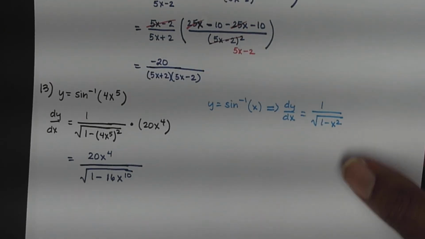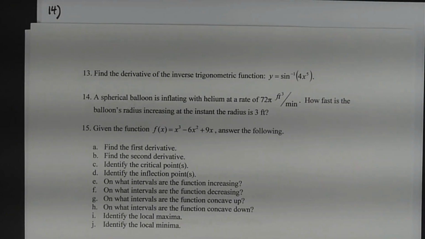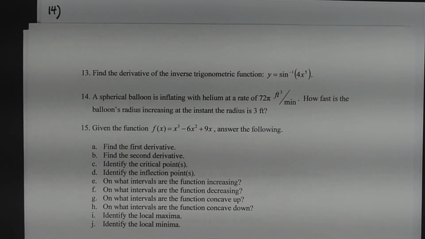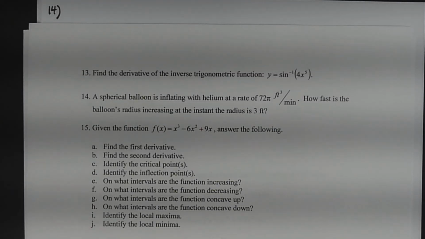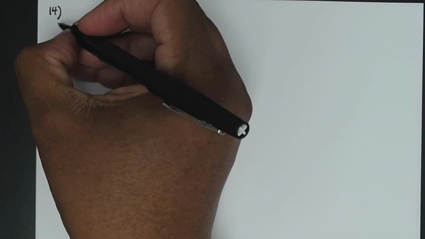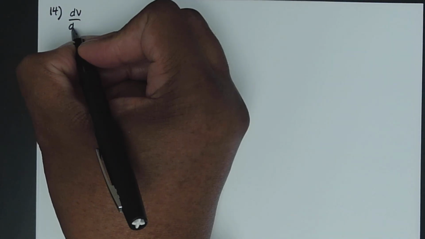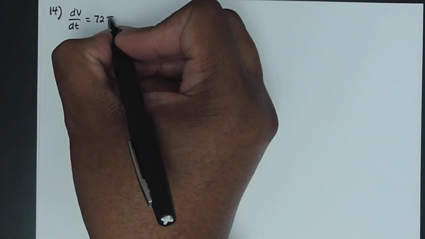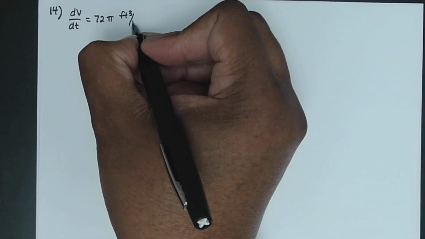All right, now problem number 14. A spherical balloon is inflating with helium at a rate of 72 pi cubic feet per minute. How fast is the balloon's radius increasing at the instant the radius is 3 feet? So in this case, we are told what dV dt is, because 72 pi cubic feet per minute will have to be the rate of the volume. So dV dt is 72 pi cubic feet per minute.